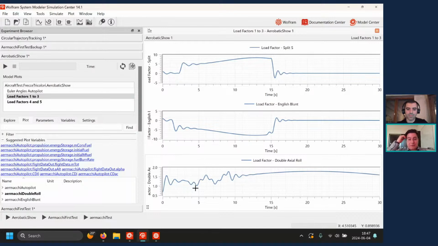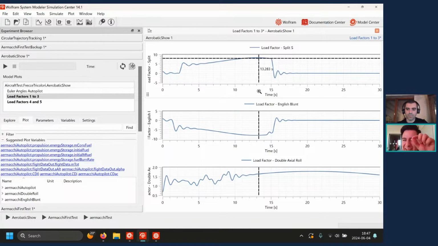We can plot, for example, the load factors over here. Here I have the one from the split S, English bunt, and the double axial roll. For the split S, we can see that actually we are exceeding the limitations, because the limitation should be somewhere around here on the 8 or something. So for a tiny bit of a moment, we are exceeding these G's. Probably not a problem because it's not for that long and it's not for that much.